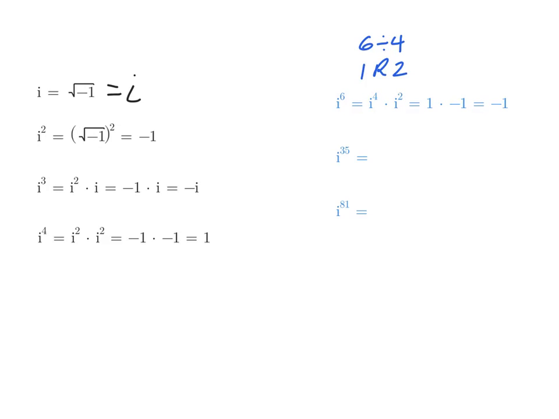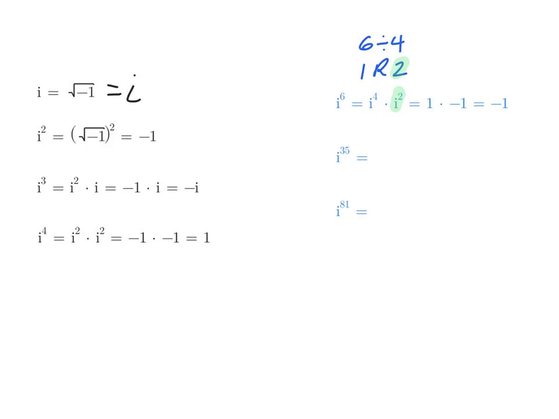Now, look at what I wrote above. That's where this gets a lot easier to realize. 6, which is the power from the original problem, I divide that by 4. That's telling me how many i's to the fourth go in. It's the remainder power that you use to determine what this will actually end up equaling.